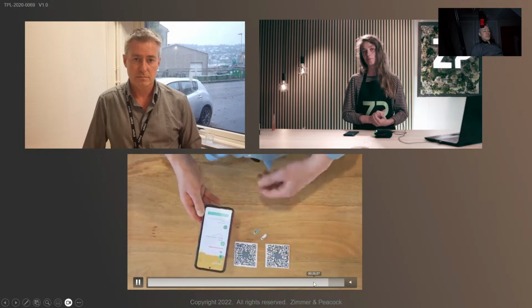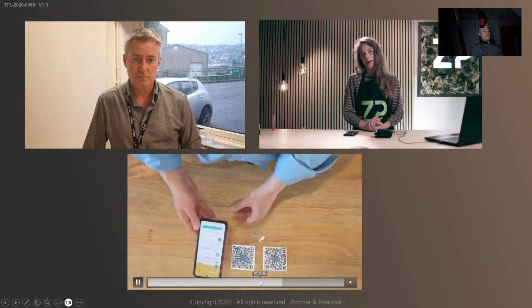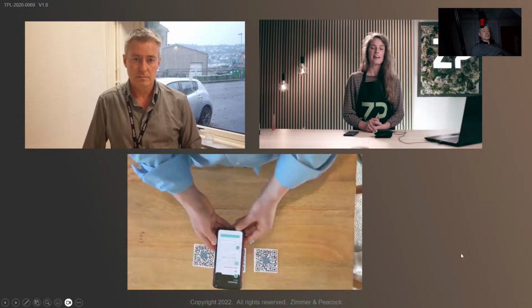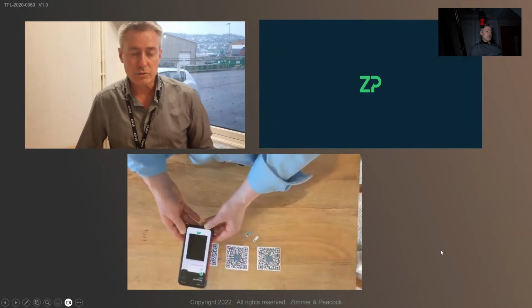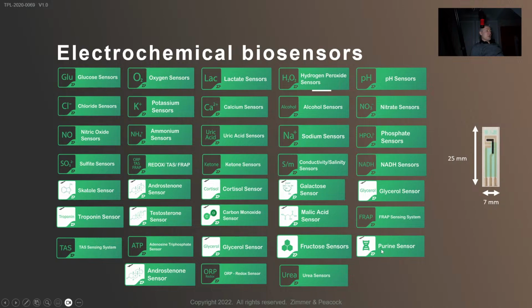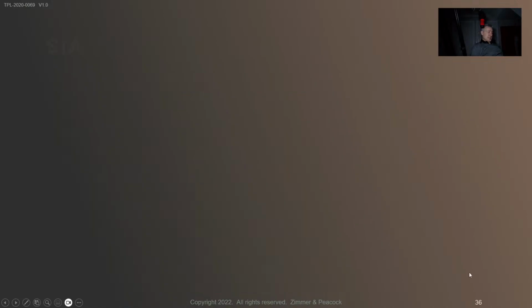And also the Sense It All platform is very flexible. You'll see in this video here I'm holding against different QR codes. Every time I go to a QR code, it changes the target analyte. But I'll expand upon that in a minute. So at ZP, we've got a whole host of electrochemical sensors. I'll put the link here, but most of these are compatible with our Sense It All platform. I'd almost say all of these are compatible, including ORP, oxidation reduction potential. Also glucose is up here, pH is up here, etc.